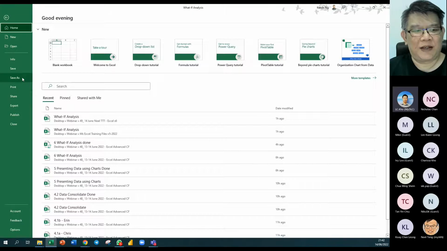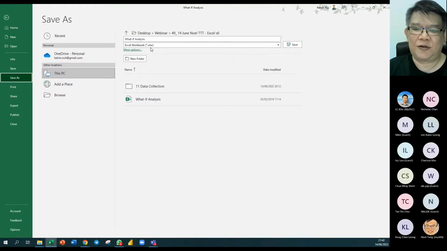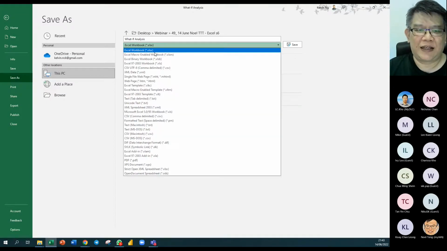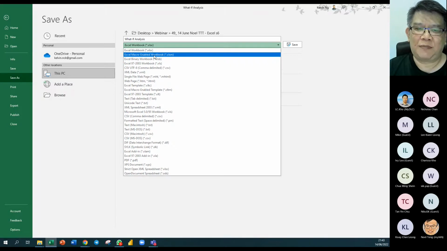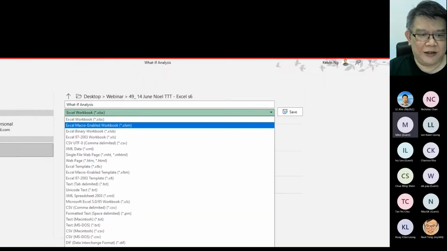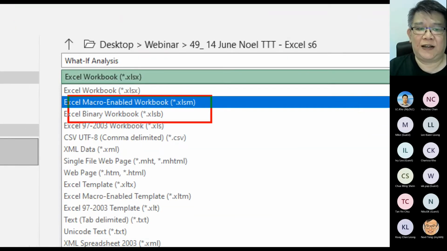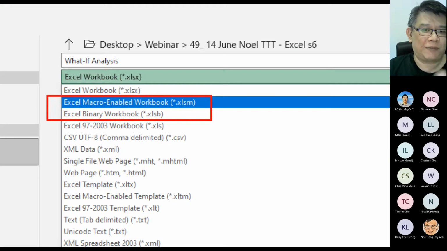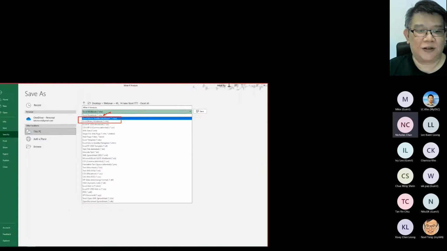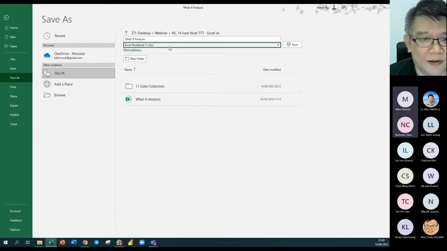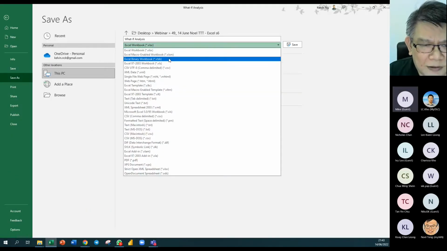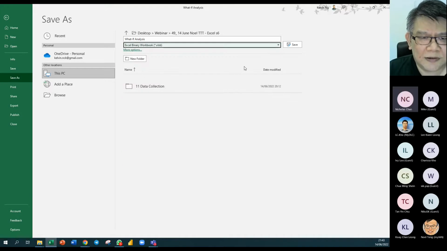Then remember, when it has a macro, you cannot save as .xlsx. You have to save it as macro-enabled or binary. If there's a macro recorded in the file, only these two formats can support macro. XLSX doesn't support macro. Enabling macro is very dangerous.